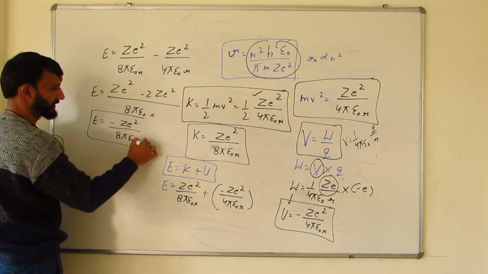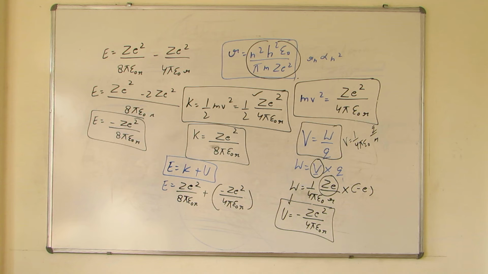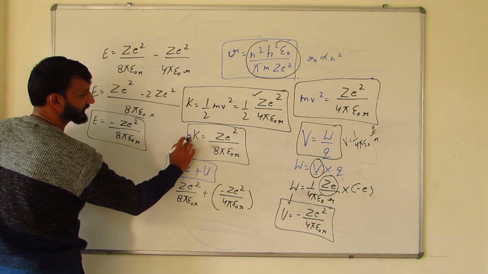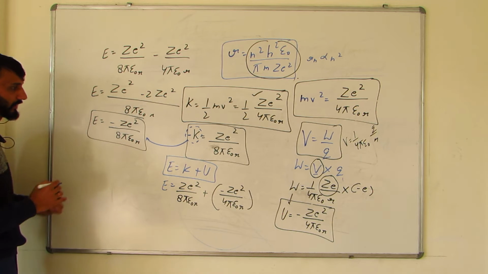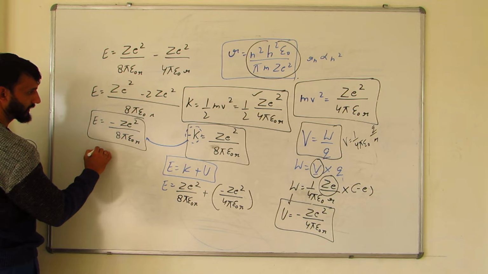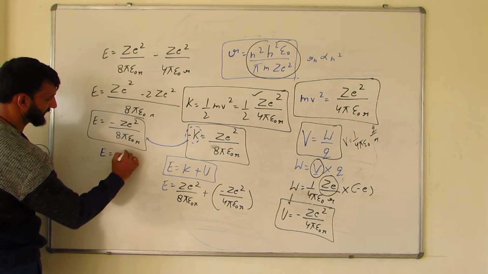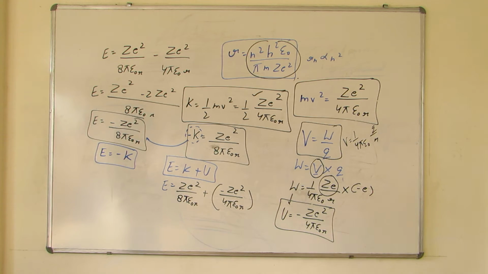Now look at this expression and this expression and try to build up a relation between them. So what could be the relation? If I multiply it by minus, what will it become? It will become this only. So it means the total energy is equal to minus K. I can write it because if I multiply it with minus, it will become the total energy, right?